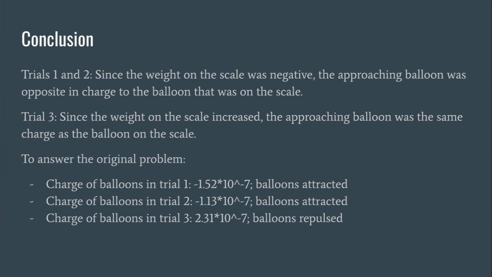And to answer our original question of what charges the balloons were, the charge of the balloons in trial 1 was negative 1.52 times 10 to the negative 7. The charge of the balloons in trial 2 was negative 1.13 times 10 to the negative 7, and the charge of the balloons in trial 3 was 2.31 times 10 to the negative 7 coulombs.